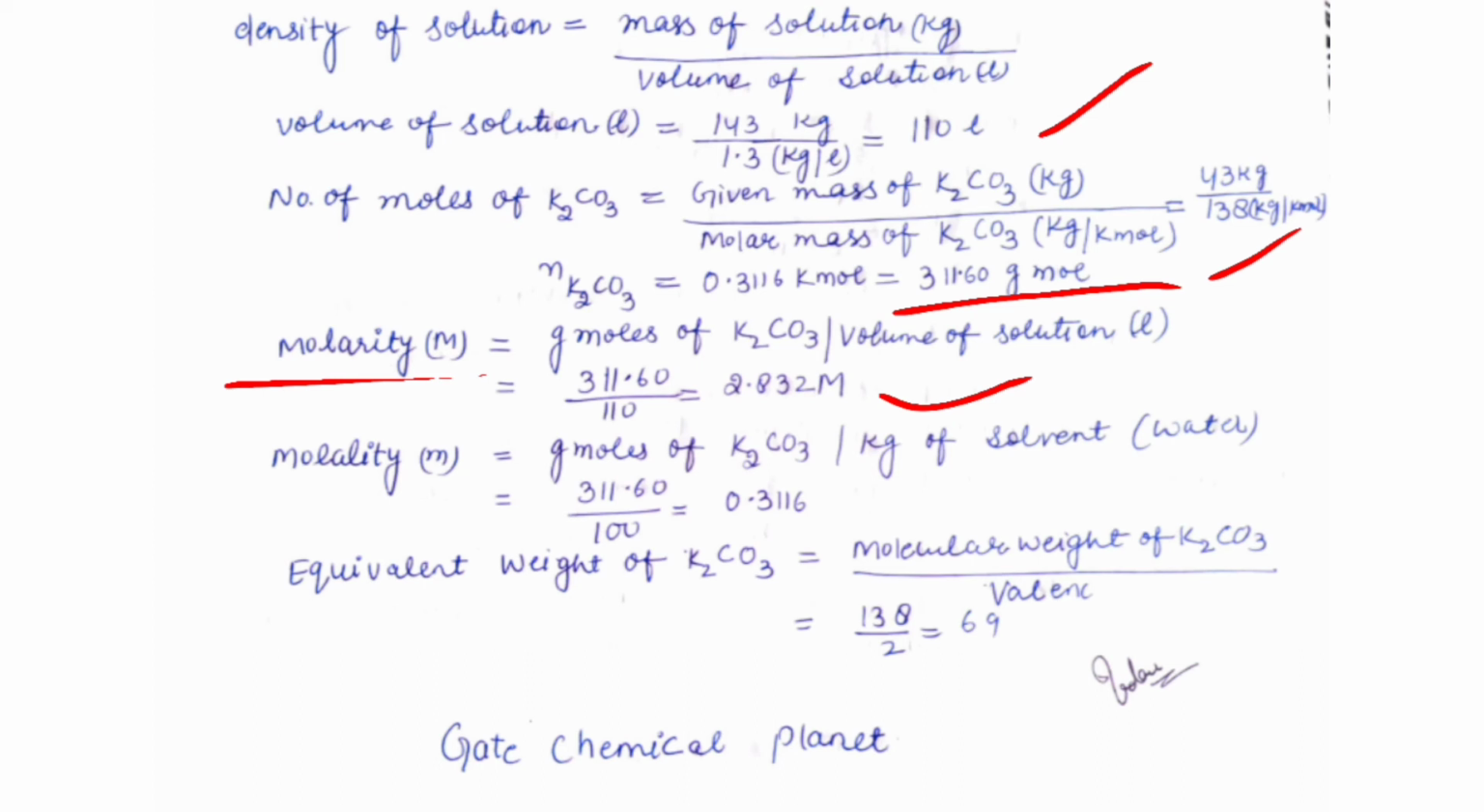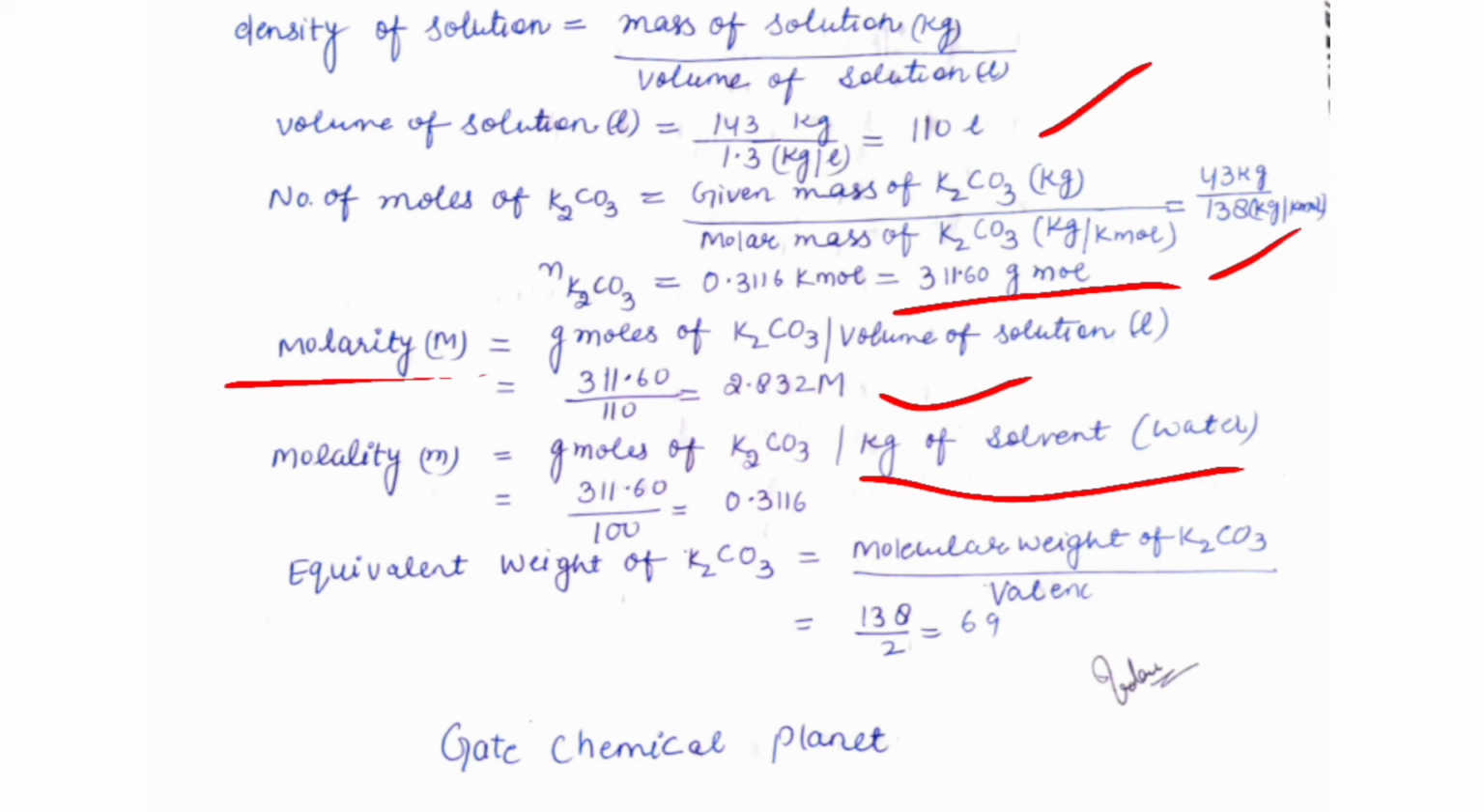Similarly we can calculate the molality of the solution. Gram moles of K2CO3 divided by the kilograms of solvent, and we already have the kilograms of solvent, which is the mass of water. It is 100 kilograms. So now the molality equals 0.3116 small m. Okay, so molarity and molality we have calculated.